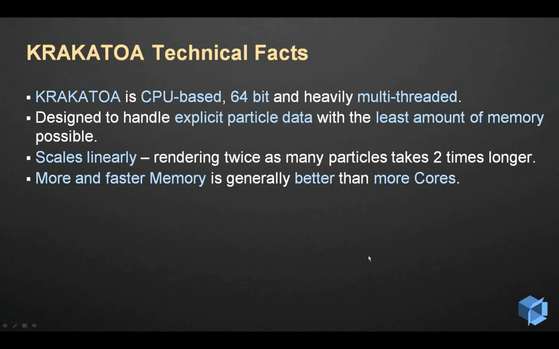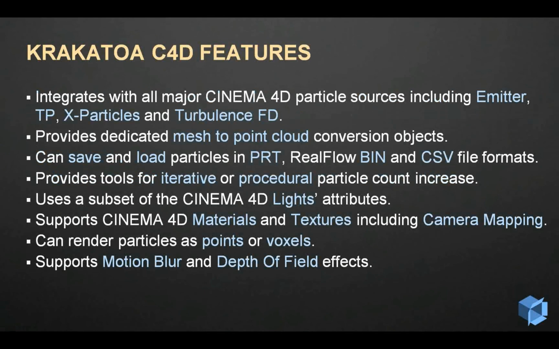I already mentioned the memory versus the cost, and now a quick overview of how we integrated it. We basically support in Cinema 4D all the typical particle sources, including the old style emitter, Thinking Particles, X-Particles, which is a third-party plugin, and Turbulence FD, which is also a third-party plugin. We also provide some dedicated tools for converting meshes to point clouds, which gives you points really fast, especially for testing or for doing certain effects where a simulation is not really necessary.